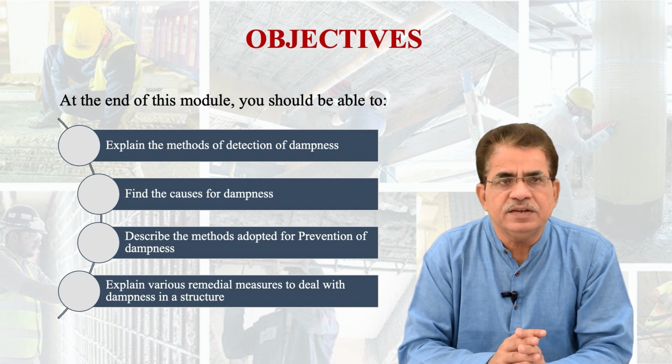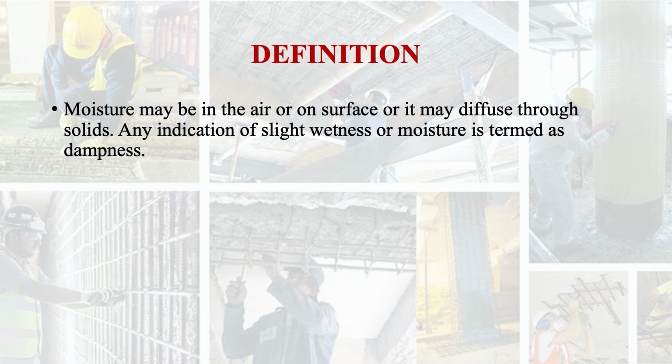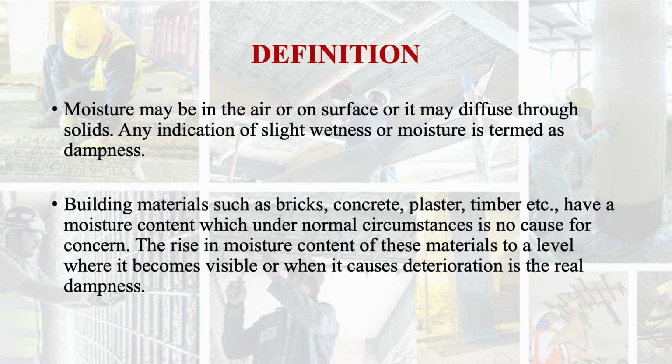So let us first begin with the definition of dampness. You know that moisture may be present in the air or on the surface, or it may diffuse through solids into the material. Any indication of slight wetness or moisture is termed as dampness. Building materials such as bricks, concrete, plaster, timber, etc. have a moisture content which under normal circumstances is no cause of concern.